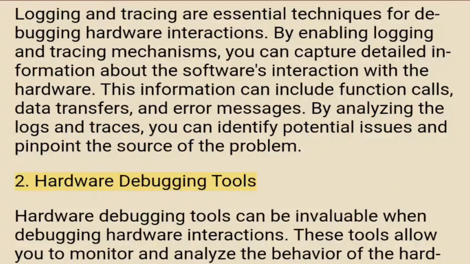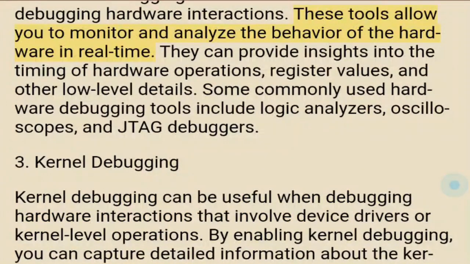2. Hardware debugging tools. Hardware debugging tools can be invaluable when debugging hardware interactions. These tools allow you to monitor and analyze the behavior of the hardware in real time. They can provide insights into the timing of hardware operations, register values, and other low-level details. Some commonly used hardware debugging tools include logic analyzers, oscilloscopes, and JTAG debuggers.